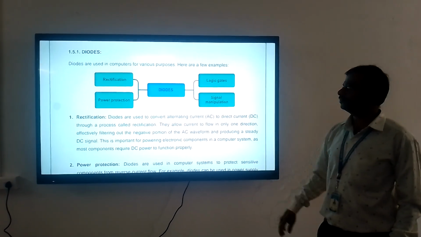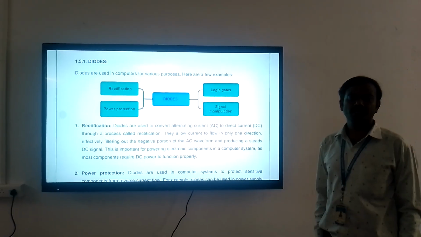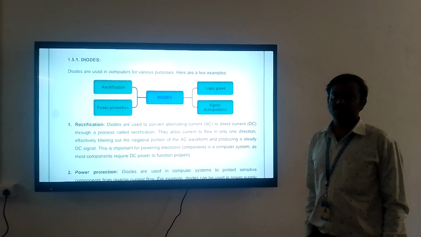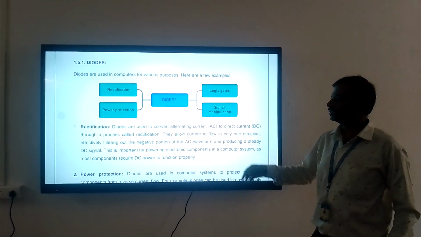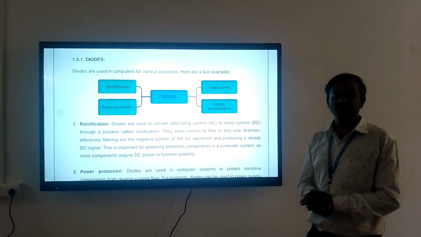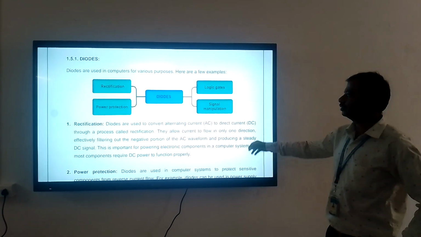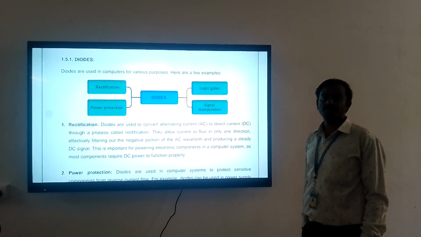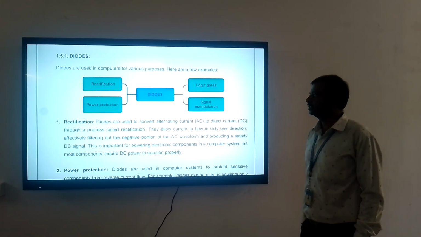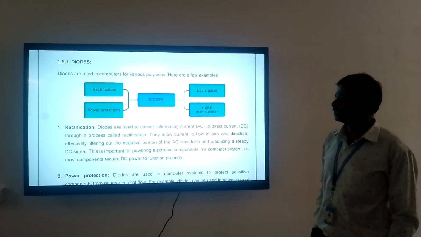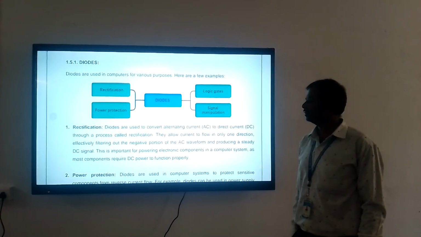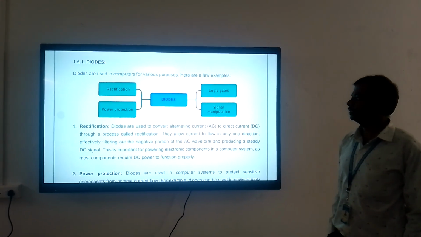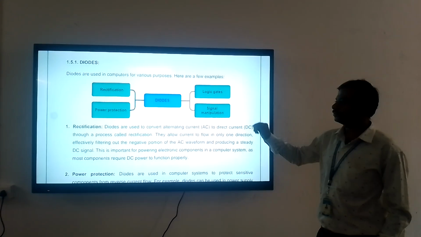Diodes are used in computers and many small devices to allow electrical current to flow in a particular direction. For this reason we use diodes in many kinds of electronic devices, particularly computers. The major use of diodes falls into four applications: first rectification, second power protection, third logic gates, and fourth signal manipulation. First, we will discuss these four points.